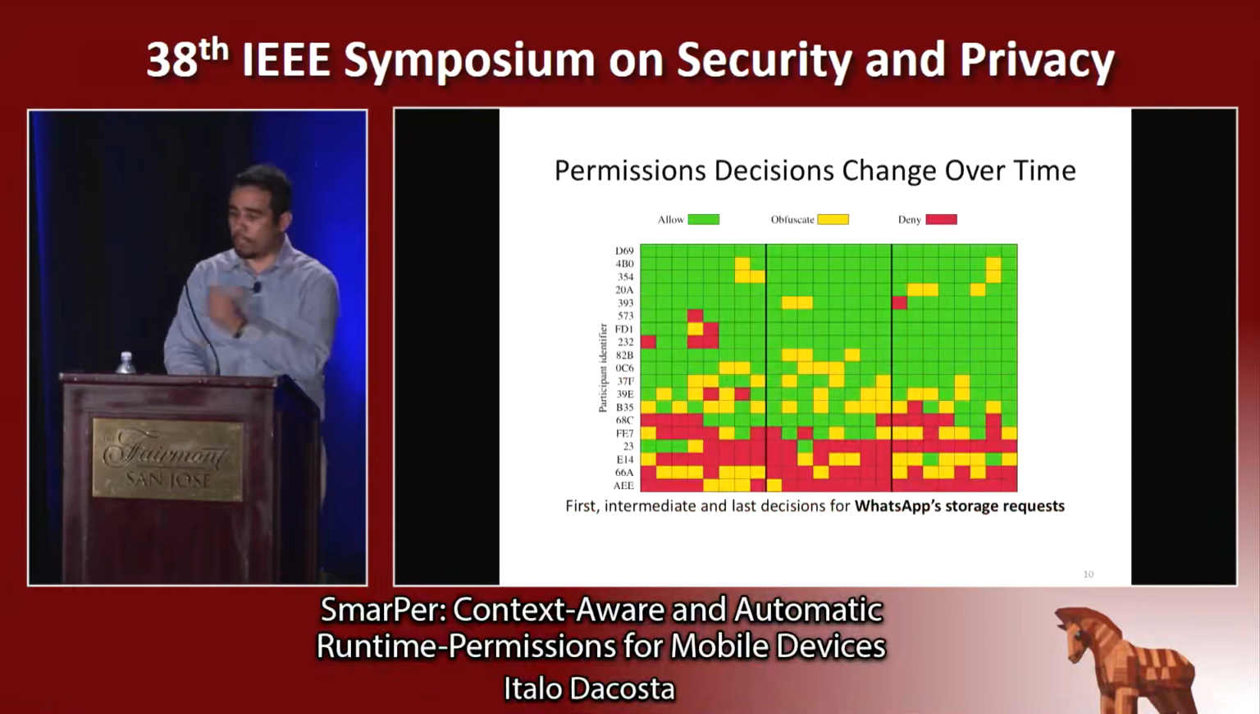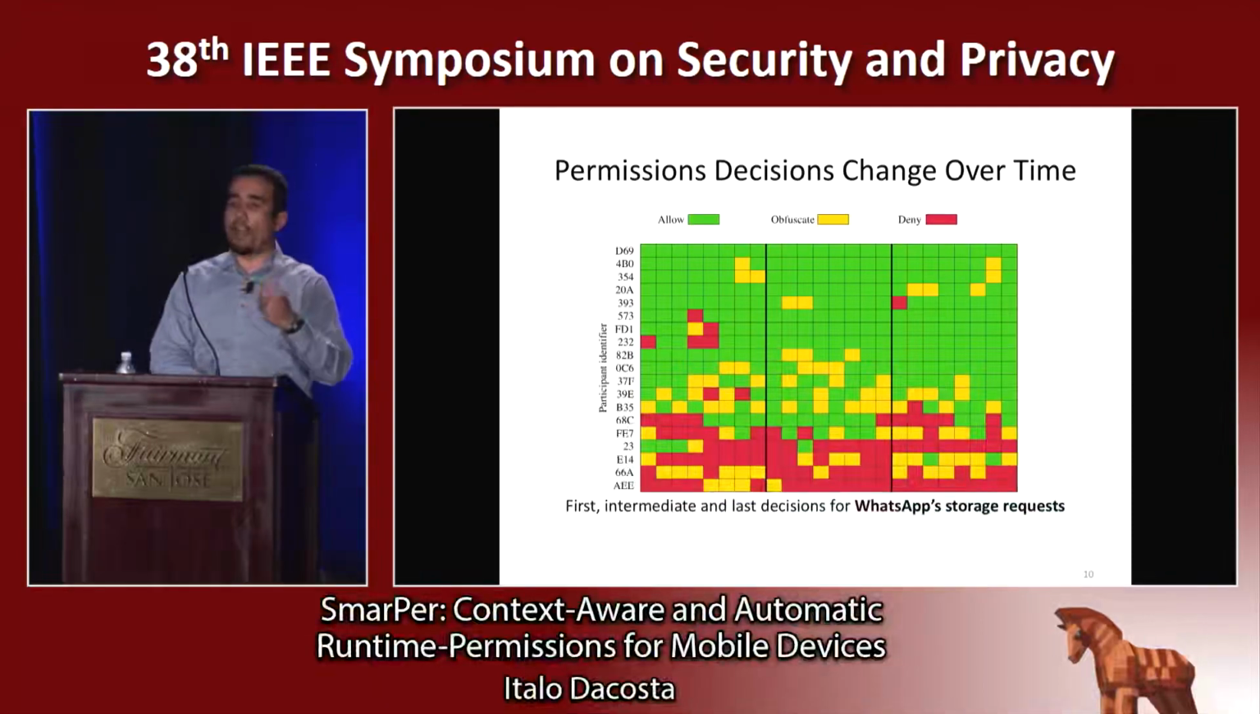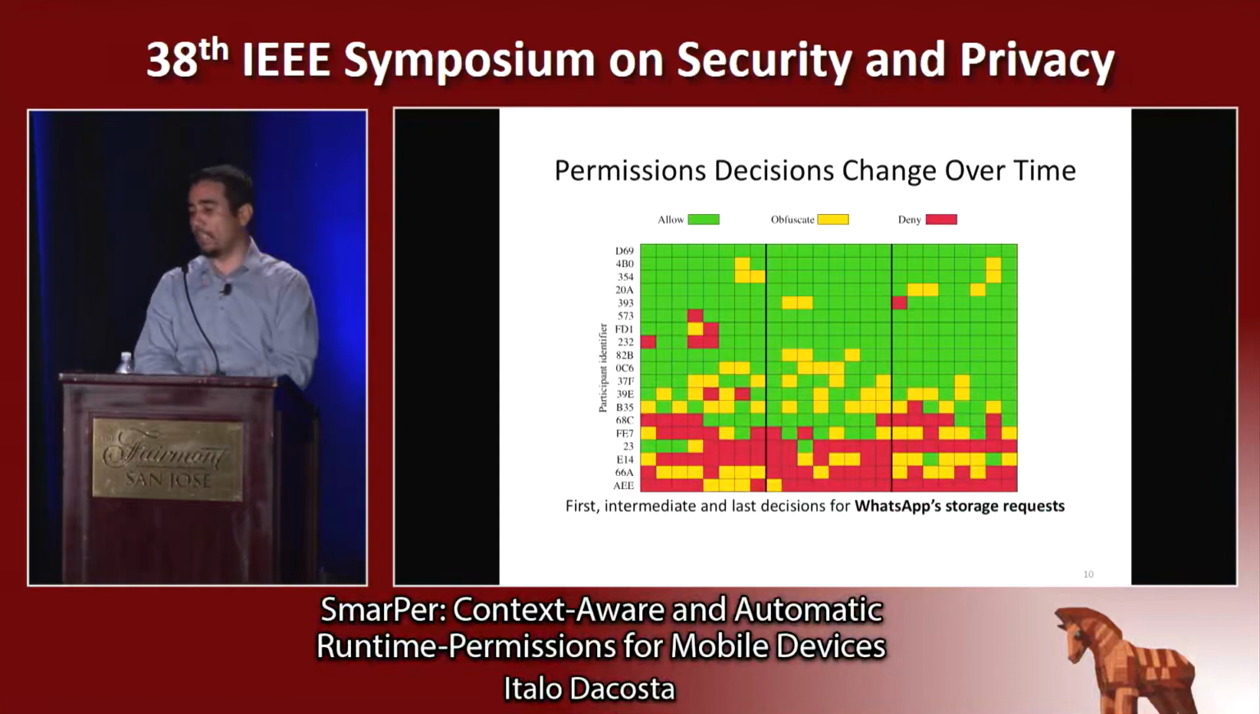So in this plot, we show how permission decisions change over time. Here we see, for all the users that use WhatsApp in our study, their decisions about letting WhatsApp access the external storage. Each block is a decision. And we have a set of decisions at the beginning of the study, in the middle of the study, and at the end of the study.